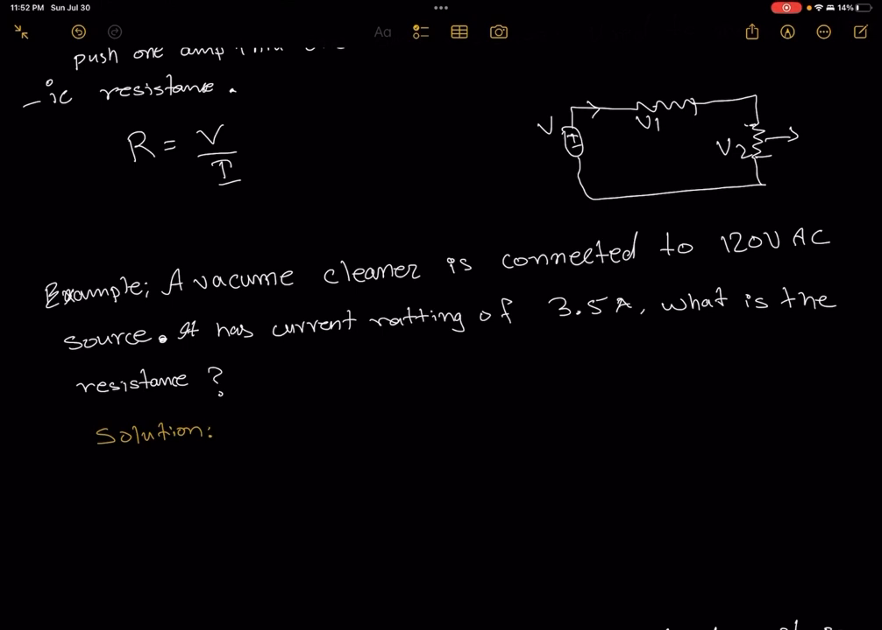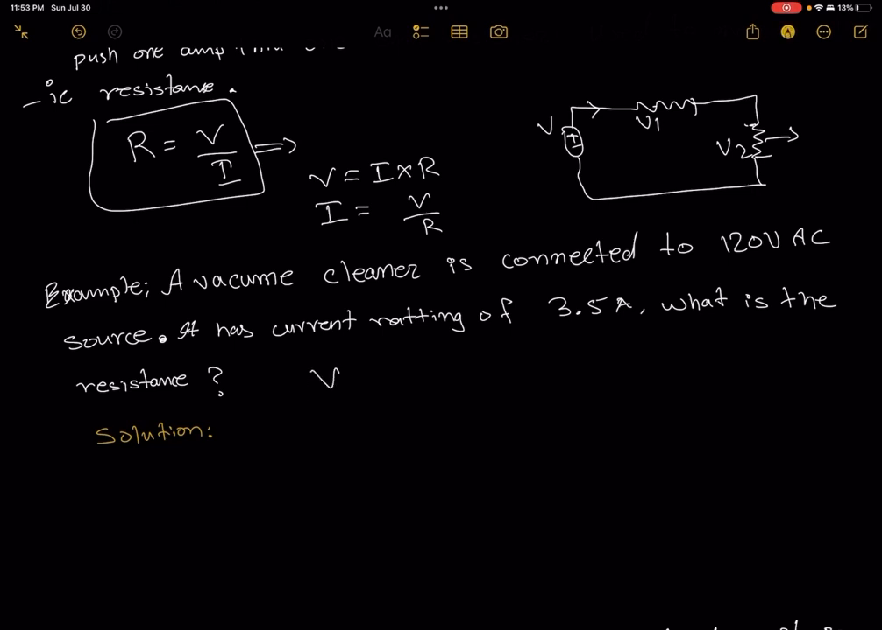A vacuum cleaner is connected to a 120 volt AC source. It has a current rating of 3.5 amps. What is the resistance? This was the resistance formula right here. You can write it as V equals I times R, and you can find I as V over R. Now we need to find R. Voltage is given, so V is equal to 120 volts AC. We don't usually write AC, but let's write it down. And the current rating is 3.5 amps.